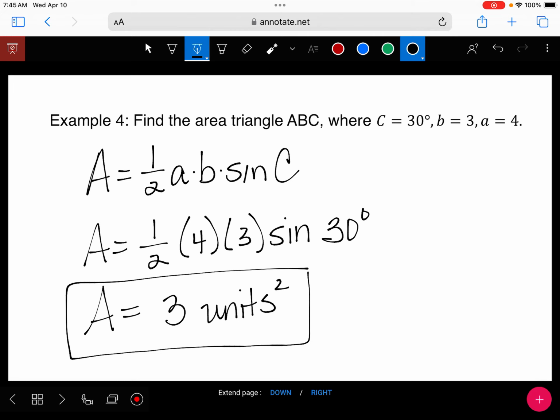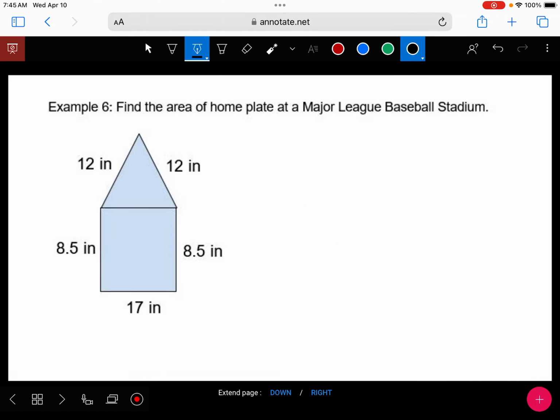So 6 is composed of 2 different shapes. So how are we going to go about figuring out the area? So let's start off with this triangle at the top. I know that this side is 12, this side is 12. What is this side here? 17. So what formula are you using? If I have a triangle and I know all 3 sides, you have to do Heron's. So go ahead, find your semi-perimeter and find the area of that triangle.